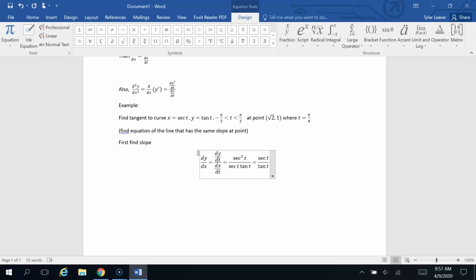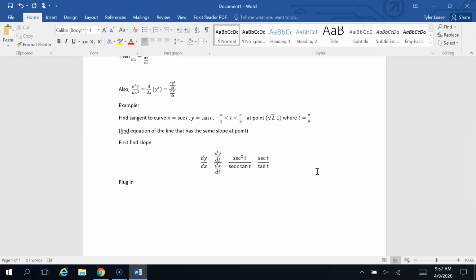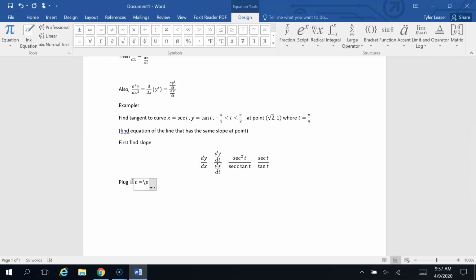And that may simplify down a little bit as well, but it really doesn't matter because we're not looking for this form. We want to know what this answer is at the location. So notice that we have t's in here. We're not going to be plugging in the point. We're going to be plugging in the parameter t equals pi over 4. So plug in t equals pi over 4.